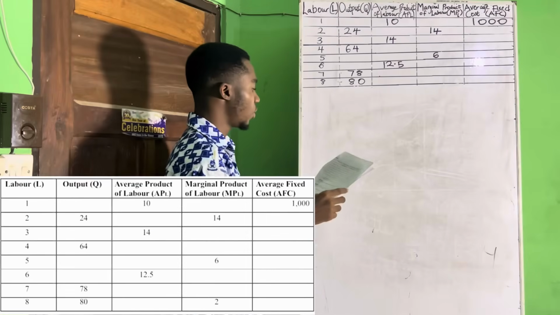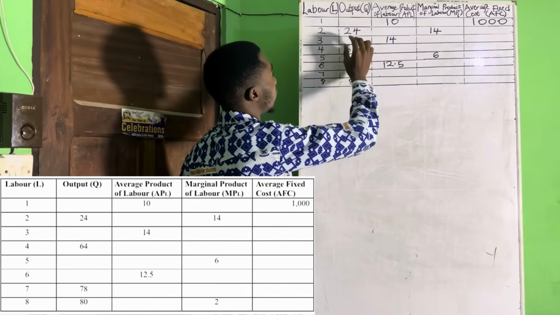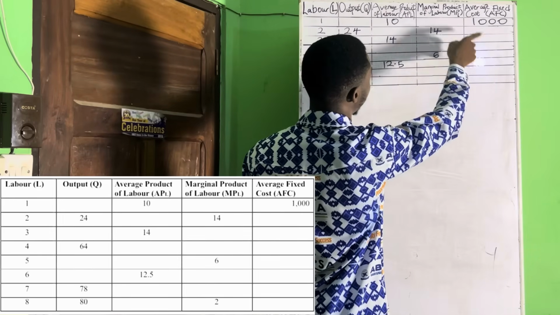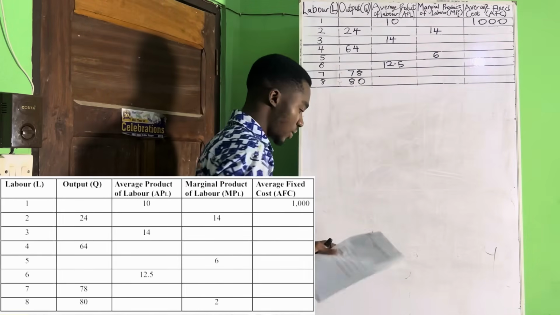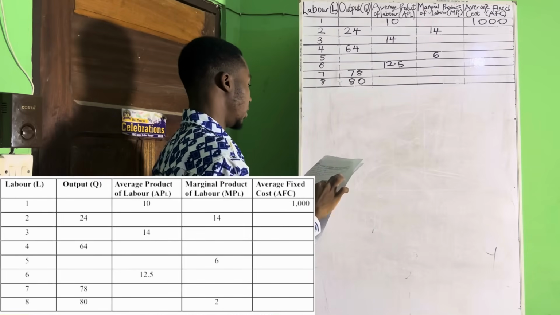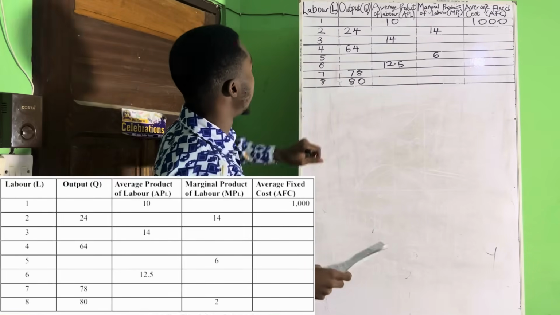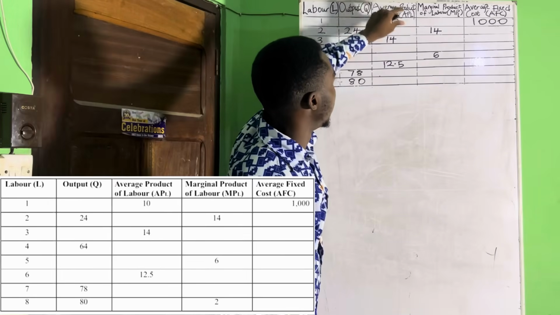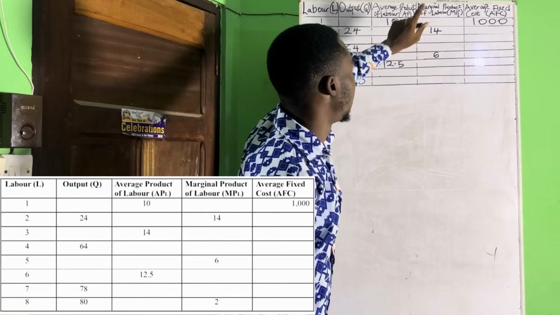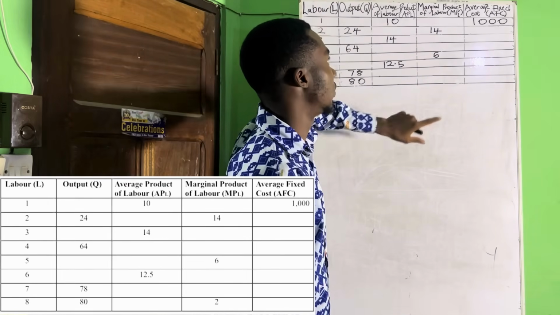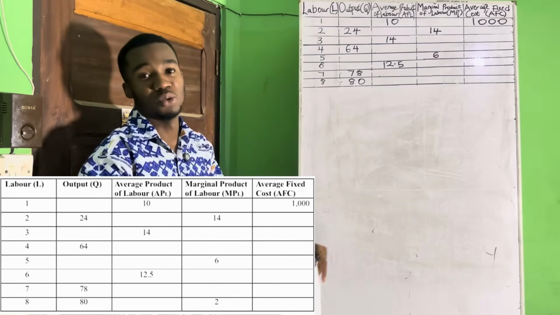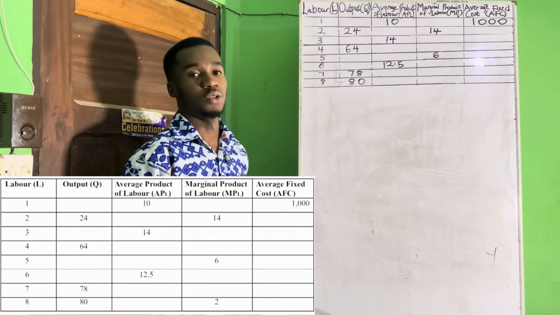So for the table, you have labor, outputs, average product of labor, marginal product of labor, and average fixed cost. Then we are asked to input the missing values. You get it. So you have outputs here; some of the outputs have not been given. Then you have average product of labor; some of them have not been given. You have marginal product of labor; some of them have not been given. And average fixed costs; some of them have not been given. So you just need to know the formulas. You get it, then you'll be good to go.